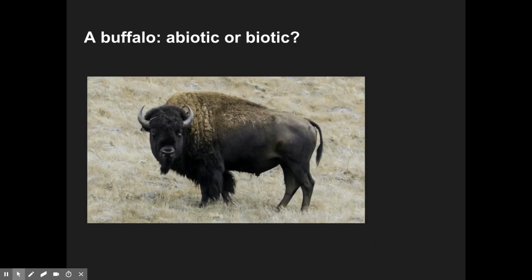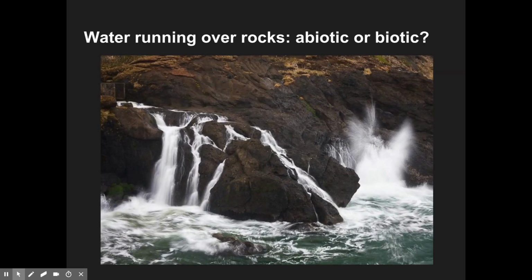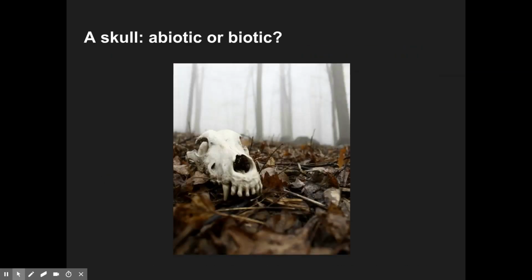So time to test yourself. Is a buffalo abiotic or biotic? A buffalo is a living thing. It's biotic. How about water running over rocks? Neither water nor rocks are biological entities, so water running over rocks is abiotic. How about a skull? A skull is a biotic component of the environment. It's the product of a living thing's body.